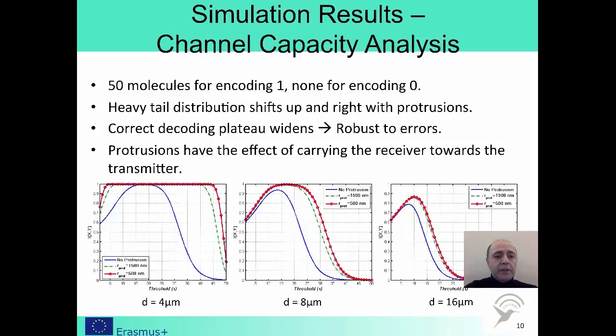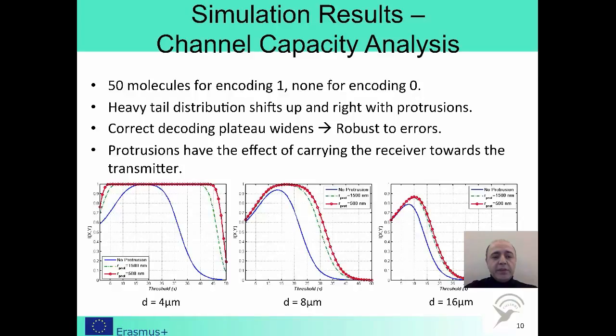Now let's look at what happens to channel capacity. We modulate binary 1 using 50 molecules and binary 0 by not sending anything. In the graphs, the blue curve represents the regular case without protrusions. The green curve is for the thick protrusions, and the red curve is for the thin protrusions. In the leftmost graph, we observe that utilizing protrusions provides a wide plateau for correct decoding. Thus, you have a better chance of picking the optimal threshold and therefore being robust to errors.